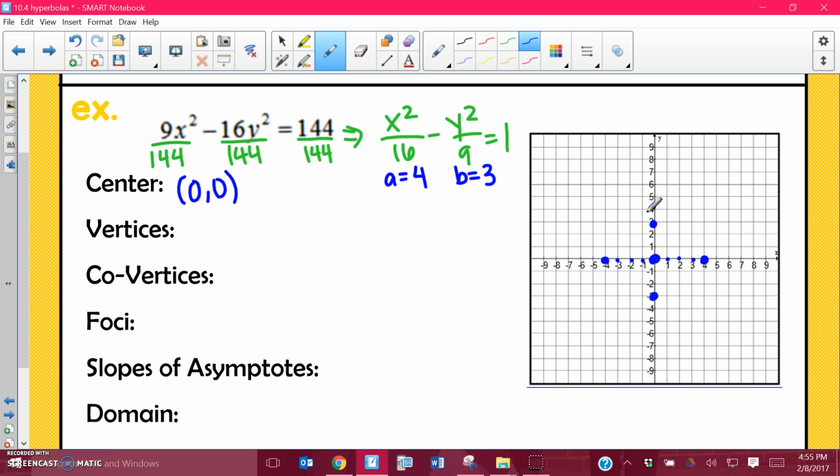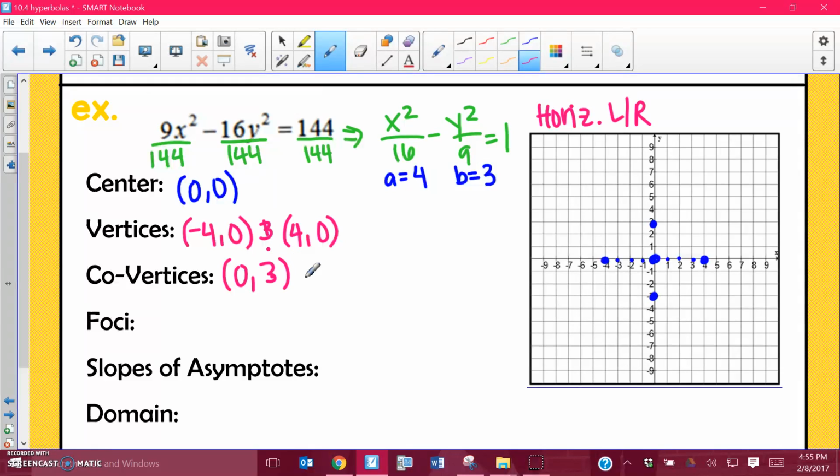Okay, so when I'm looking at this graph, because x squared is first, what I know about this graph is that it is a horizontal graph. It's going to open left, right. So that means that my vertices are going to be the ones that are along my x-axis. So in this case, my vertices are (-4, 0) and (4, 0). My co-vertices are then those other 2 points. So in this case, that would be (0, 3) and (0, -3).